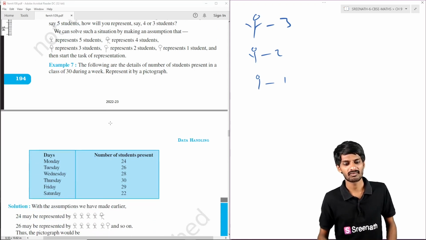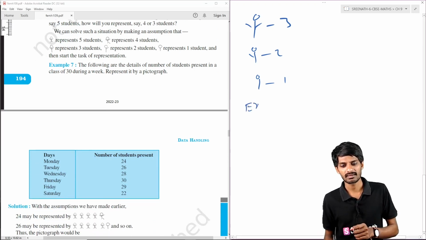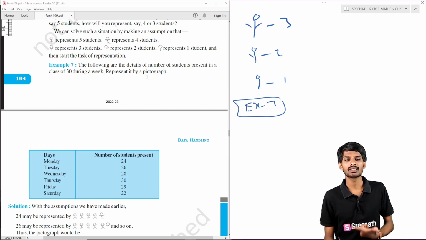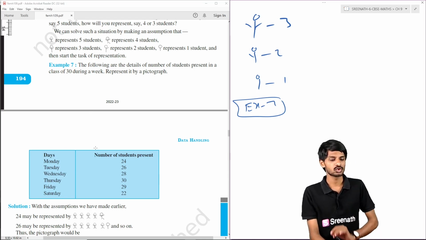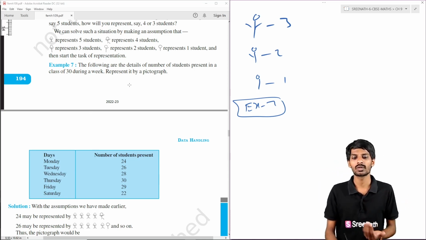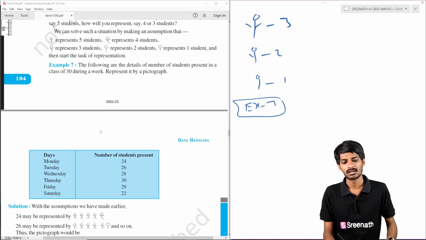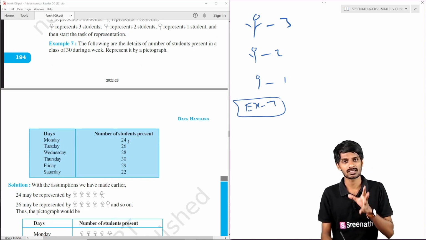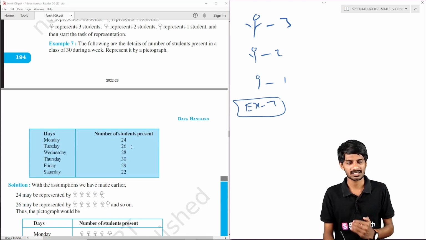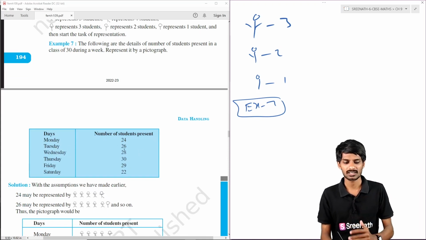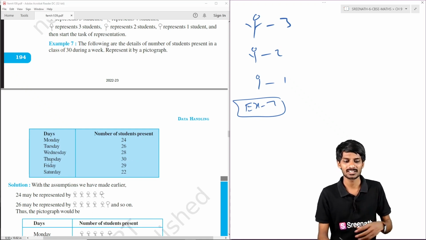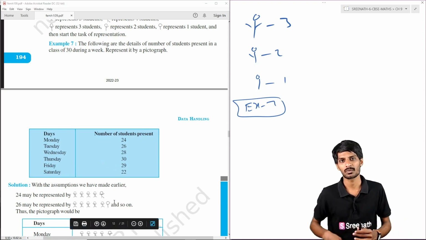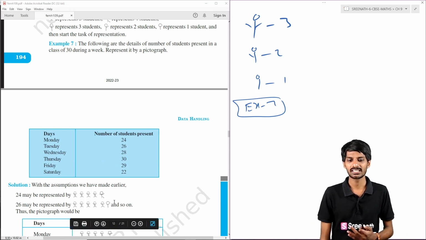So example 7. The following are the details of the number of students present in a class of 30 during a week. On Monday, 24 students are present. On Tuesday, 26 students are present. On Wednesday, 28 students are present. On Thursday, 30 students, so there is full attendance. On Friday, 29 students are present. On Saturday, 22 students are present. This is the information they have given in a table.